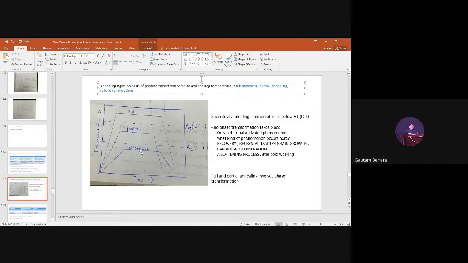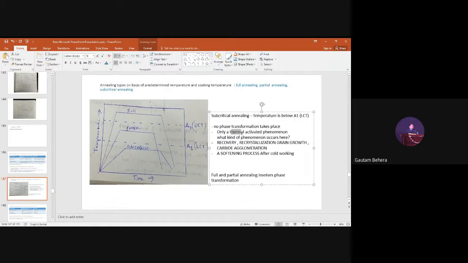So now the question is, what is the need of doing subcritical annealing? Subcritical annealing is also a high temperature, not very high, but still a high temperature where thermally activated phenomena are happening. Thermally activated phenomena means phenomena which are activated at high temperature. What are those? Recovery, recrystallization, grain growth, and carbide agglomeration.